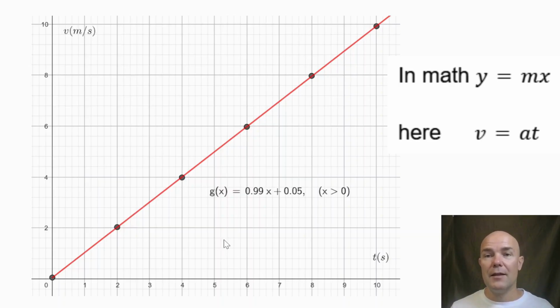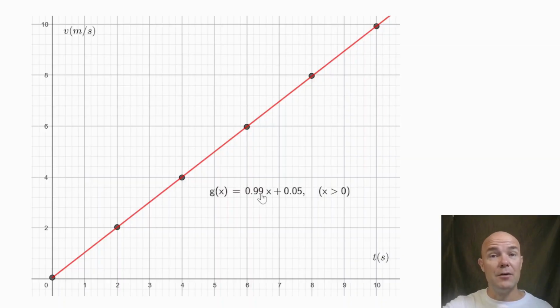So the equation for that straight line is v = at. And we get the same acceleration value as we got from the displacement time graph. It's roughly 1 meter per second squared.